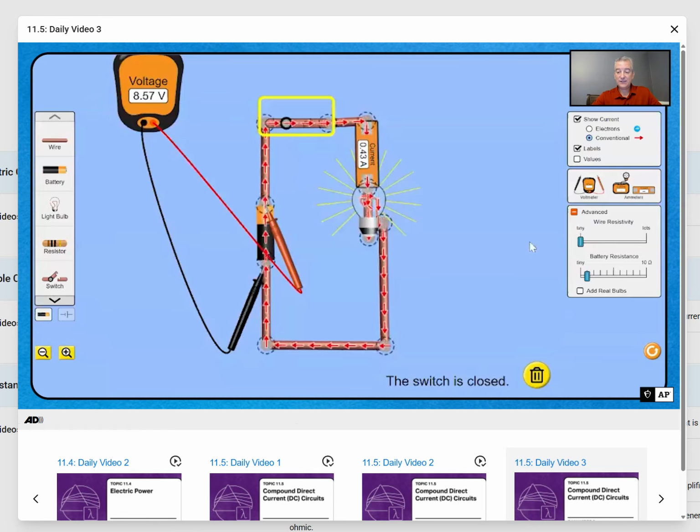And if I increase the resistance a little more, you can see the current is going to change as well as the voltage that is supplied to the circuit. If I increase the resistance, you can see there's a trend developing. As the resistance increases, the current moving through the circuit is going to decrease, and the voltage supplied to the circuit is going to decrease as well.